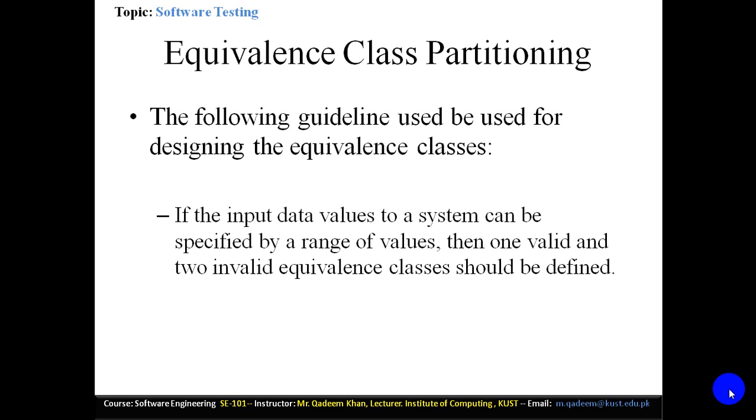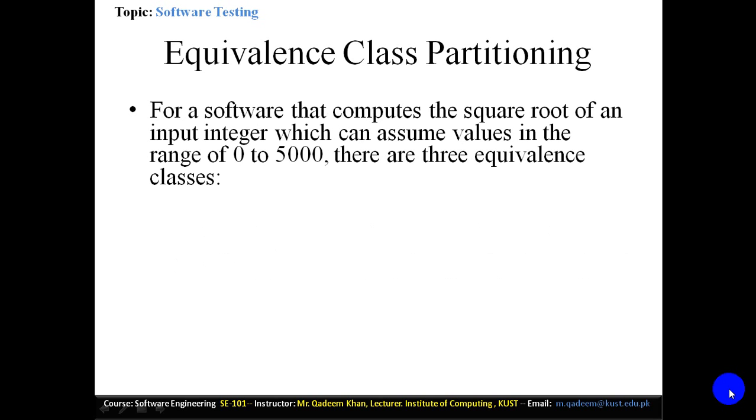So one valid and two invalid equivalence classes should be identified. Here we define one valid and two invalid classes. Here is an example of equivalence class partitioning. For example, a software that computes square roots of integer data can assume values in the range of 0 to 5000. There are three equivalence classes for this. We want to compute the square root of the integer data, so the integer data must be between 0 and 5000.